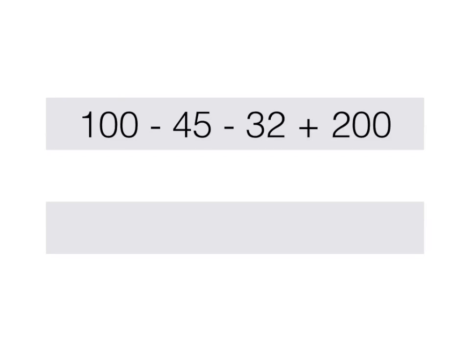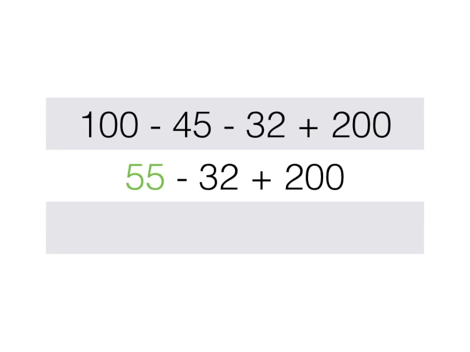Next one. You have 100 in your wallet, you spend 45, you spend 32, you put 200 in. Clearly, we're not taking out $232. That's ridiculous. We know how this works. We just need to do things in order as reality would say.